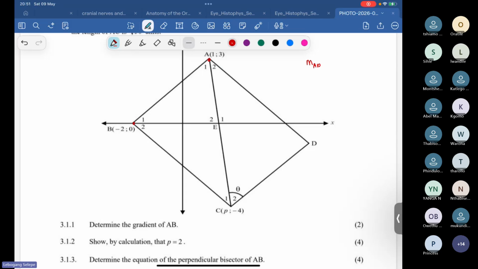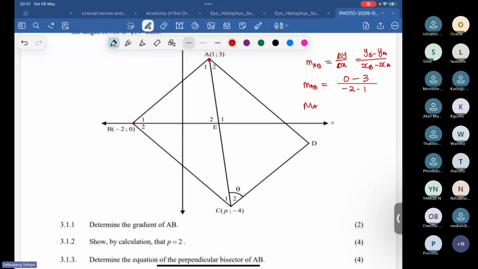So I can say that the gradient of AB is equal to change in y over change in x, which is equal to yb minus ya, or y2 minus y1, over x2 minus x1, or xb minus xa. Now we're basically just substituting. m_AB, which is the gradient of AB, should be equal to the y value of B, which is 0, minus the y value of A, which is 3, over the x value of B, which is -2, minus the x value of A, which is -1, which is 1, sorry.